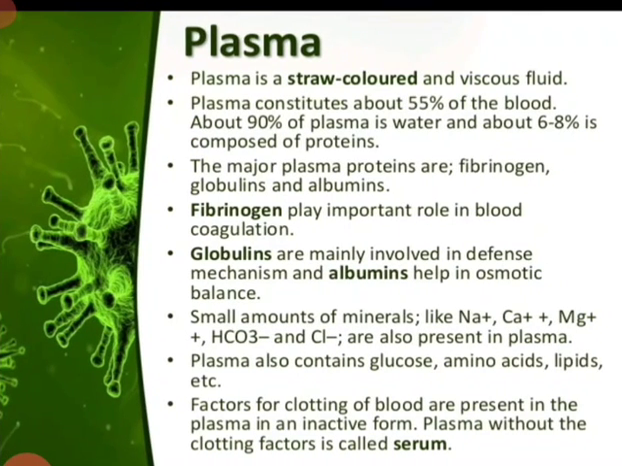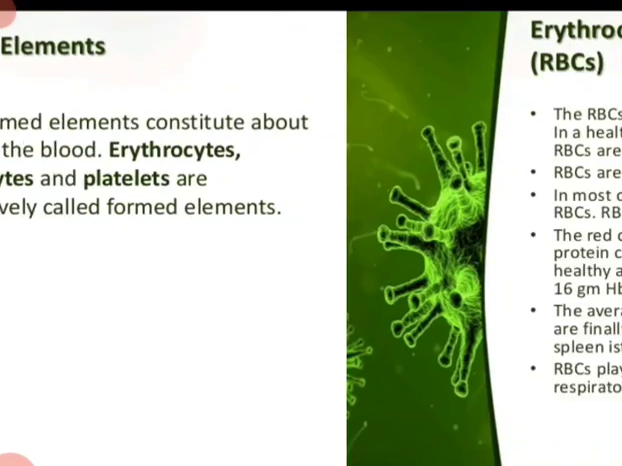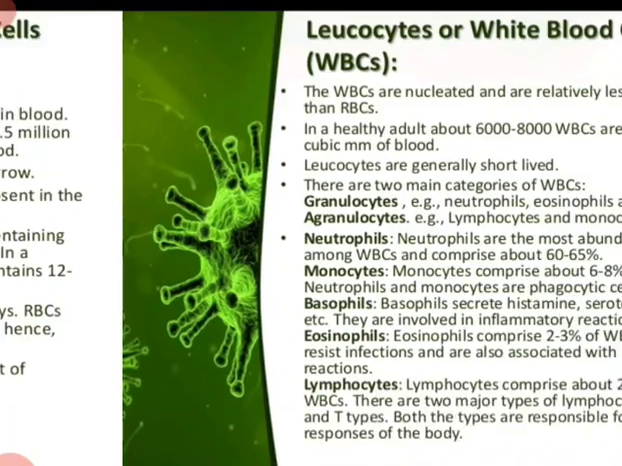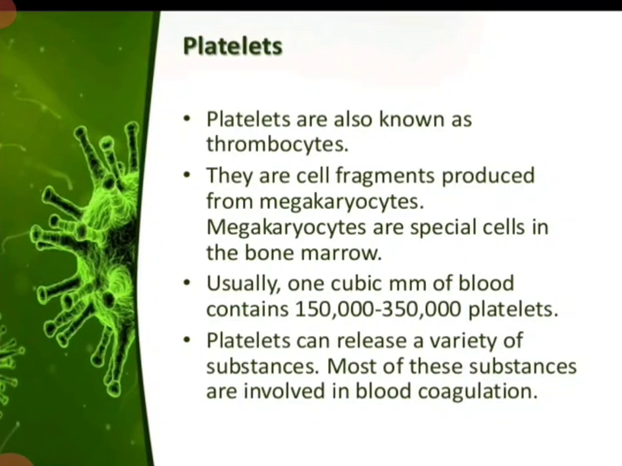Next one is coming, plasma. Already we have discussed that one. Here the formed elements also we have discussed: erythrocytes, leukocytes and platelets. And for erythrocytes, what is their amount, what is their lifespan, where they originate, all these things we have discussed last class. Here leukocytes are also of two types: granulocyte and agranulocyte, and neutrophil, eosinophil, basophil, as well as the monocyte and lymphocyte. All these things we have discussed last class.